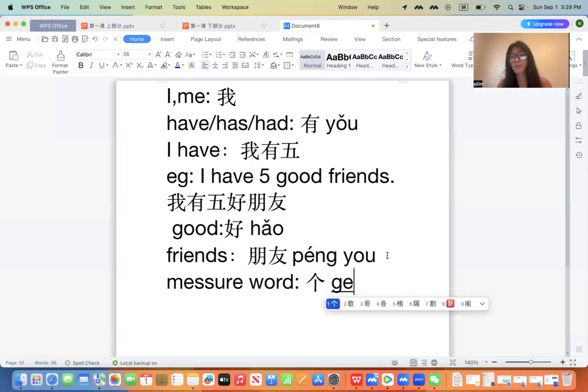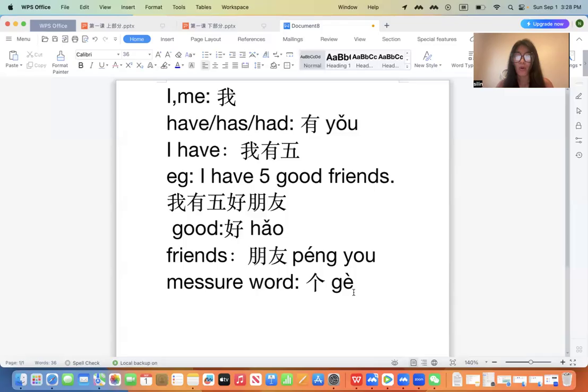So what do you think? Which tone should it be? 个. Emphasize 个. The last one, right? So it will be 个. This doesn't mean anything. Individually, it doesn't mean anything. You just need to put this measure word 个 inside the sentence.